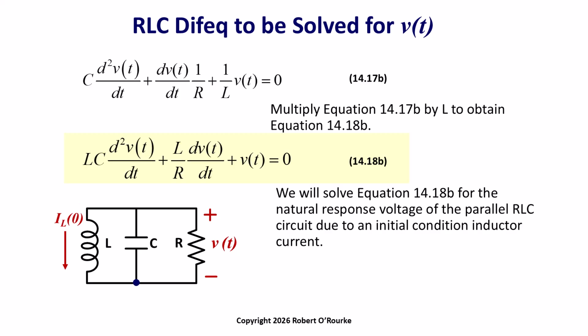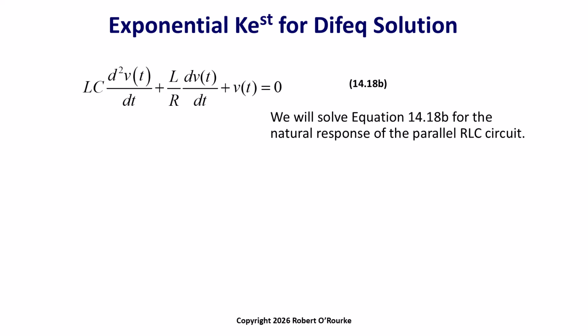Okay, but I don't see the initial condition inductor current in equation 14.18b. Good point. I sub L0 is not in equation 14.18b. The initial condition inductor current will reappear when we use initial conditions to solve for constants. The differential equation 14.18b contains the voltage, the derivative of the voltage, and the second derivative of the voltage. Now, how do we solve equation 14.18b?